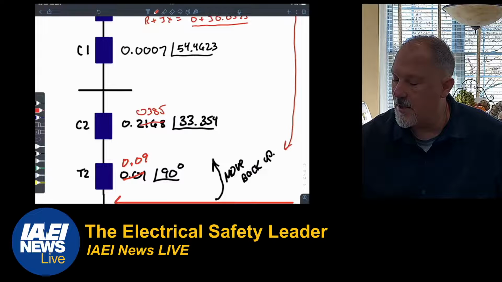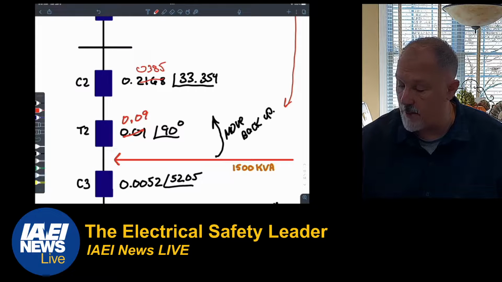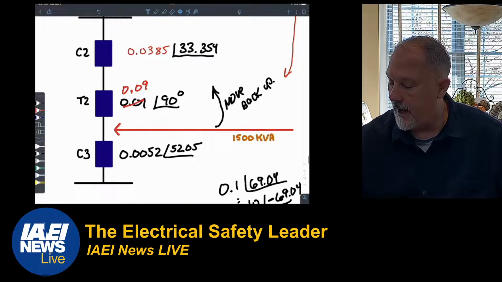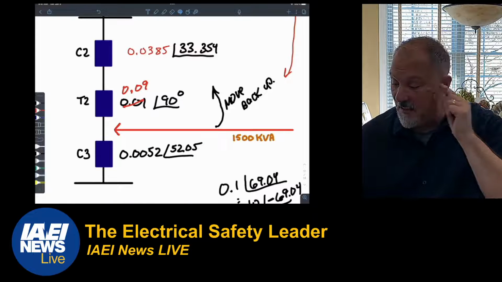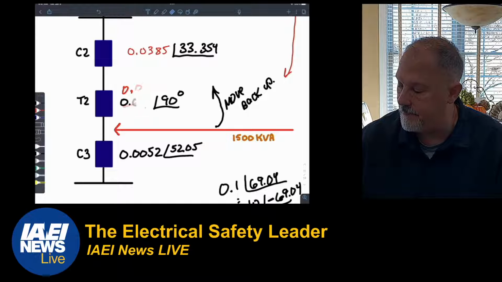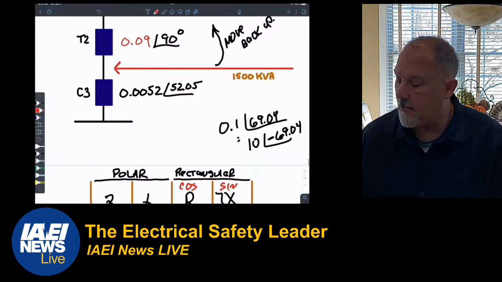My conductor 1 is 0.0007 at an angle. My conductor 2, remember we fixed this one, 0.0385. So what I'm going to do is delete this, and I'm going to copy this and move that over there. And then remember, we fixed this too because we had the kVA flipped. So this should be 0.09 at an angle of 90 degrees. And then we have 0.0052.